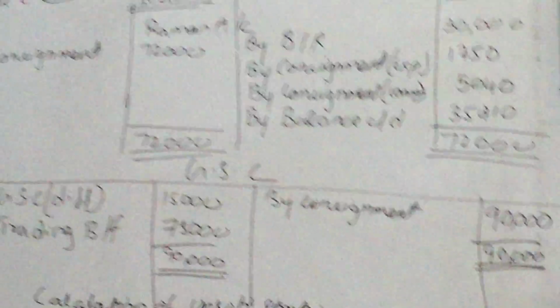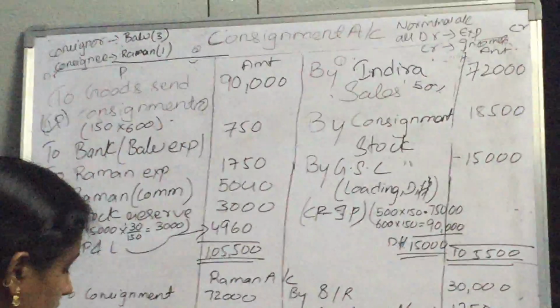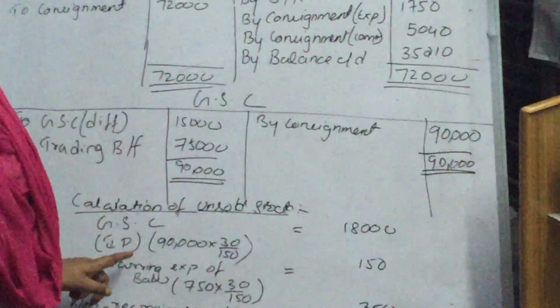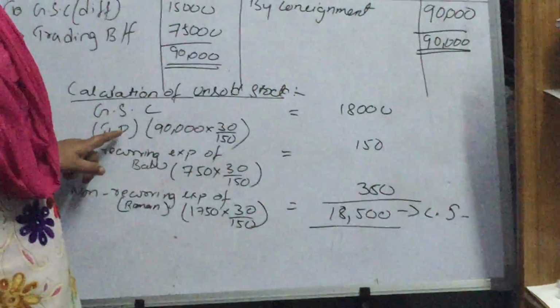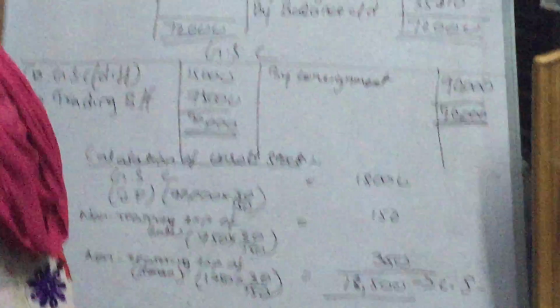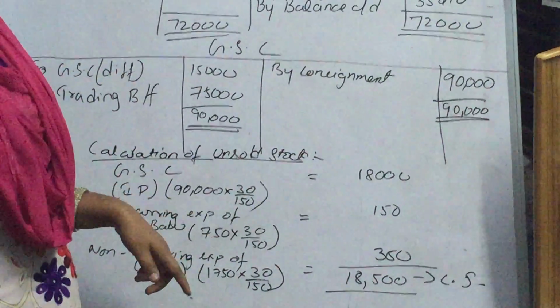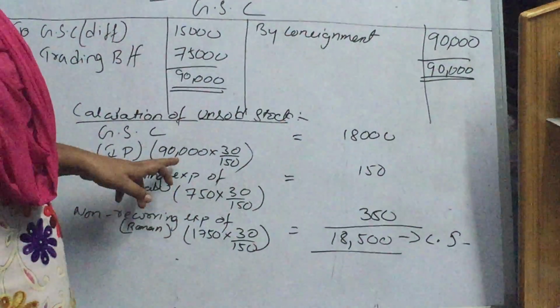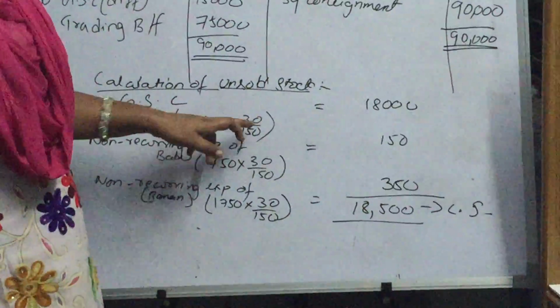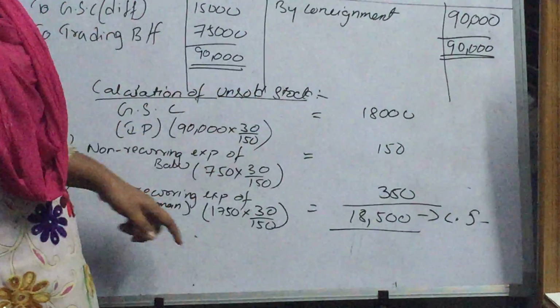See here, calculation of unsold stock. Unsold stock is the consignment stock. First one is GSC. GSC means we should consider every time IP, invoice price. Invoice price is how much? 90,000. How did we get 90,000? 150 into 600 that he has given in the problem. So 90,000 into how many are unsold? 30 divided by the number of bicycles sent, 150. Then you will get 18,000.